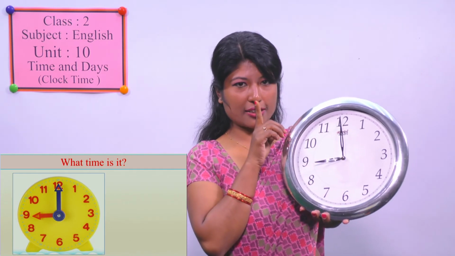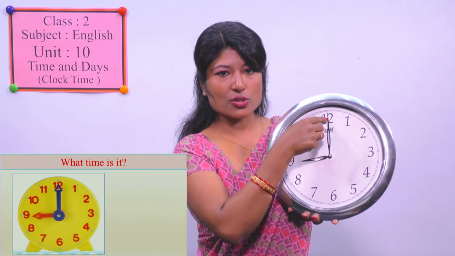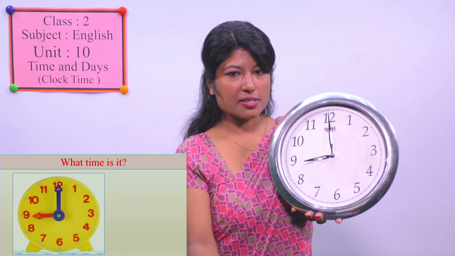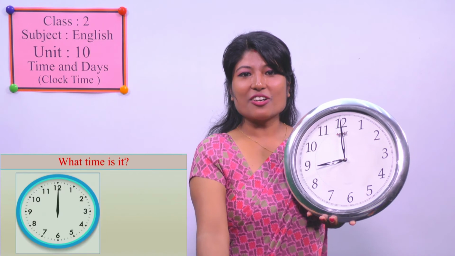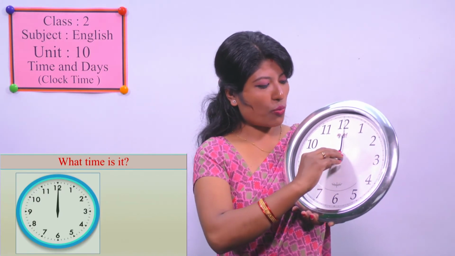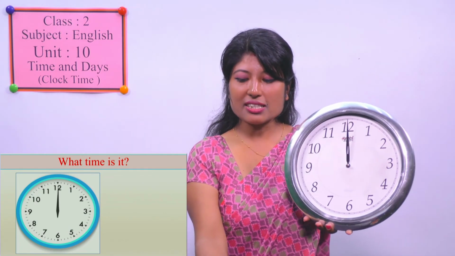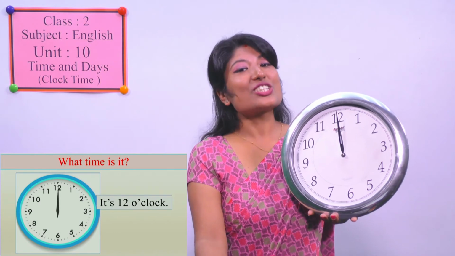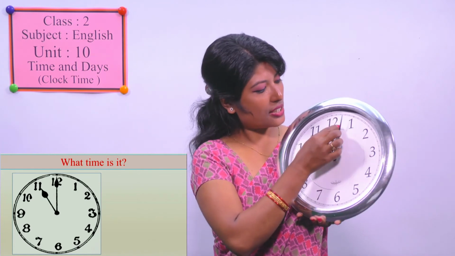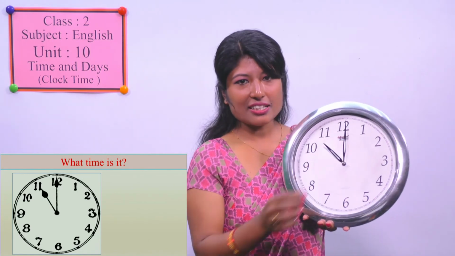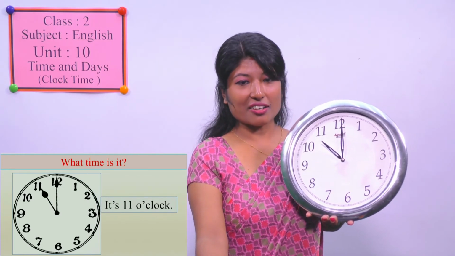Okay, I will remain silent now. You can tell, right? Short hand in the 9, long hand in the 12. So what time is it? It's 9 o'clock. Okay. What time is it when both hands are here by 12? It's 12 o'clock, right? And if it is like this, what time is it? It's 11 o'clock.